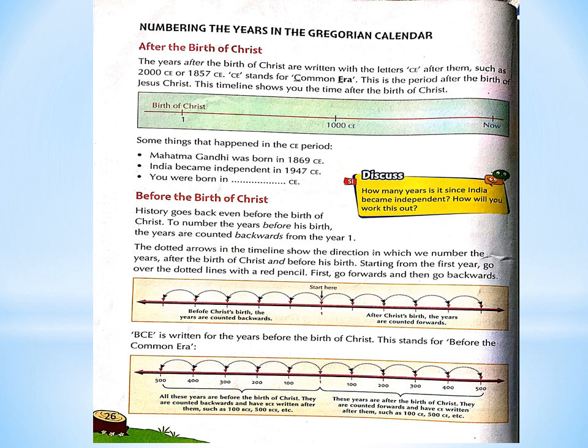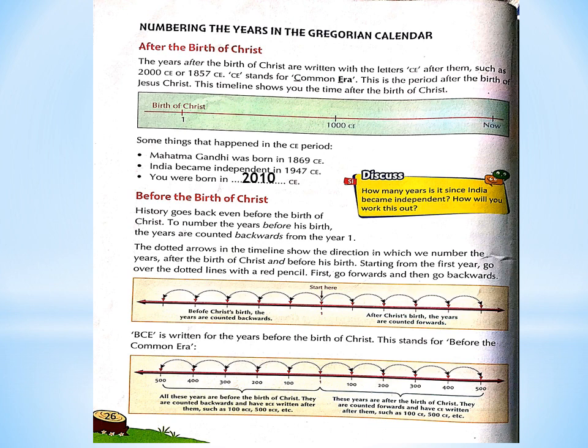Some things that happened in the CE period. What are the things that happened in the CE period or Common Era period? Mahatma Gandhi was born in 1869 CE. Then India became independent in 1947 CE. And the last one, you were born in dash CE. So in this blank, you will write down your birth year. In which year were you born, 10 or 11 years before?